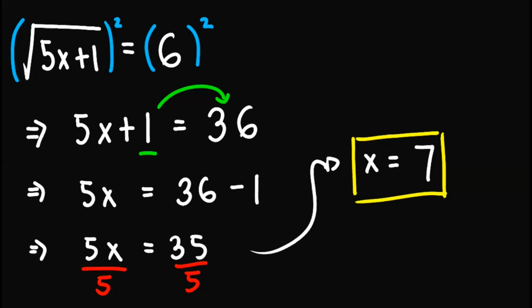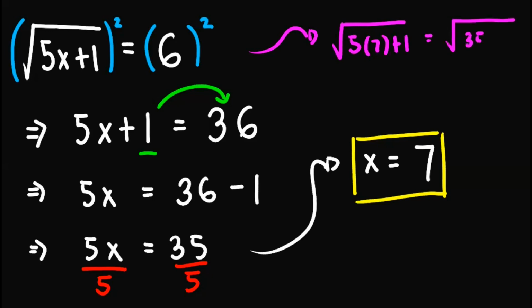Indeed, if we plug it in to our given, we'll have the square root of 5 times 7 plus 1. This one is equal to the square root of 35 plus 1, which is the square root of 36, which is simply 6, since this one is 6.